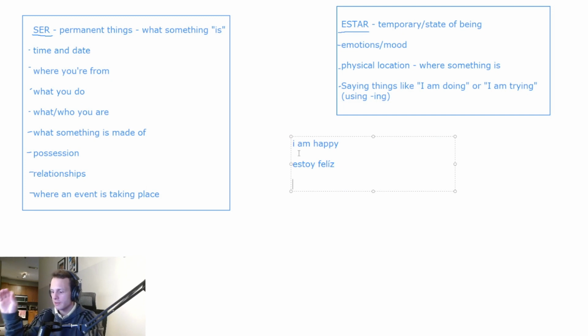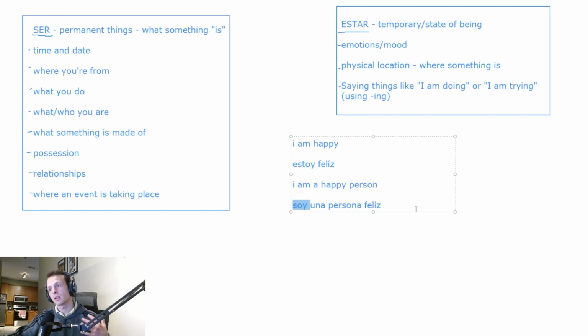But if I were to say I am a happy person, now we're describing what type of person I am. We're describing what something is or who someone is. We're describing that I am a person that is happy. And this would be soy una persona feliz. So here we're using estar, here we're using ser.